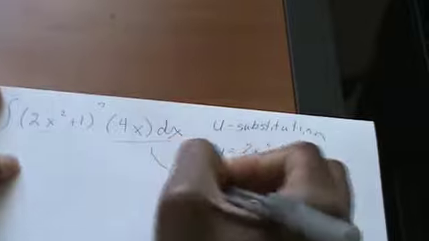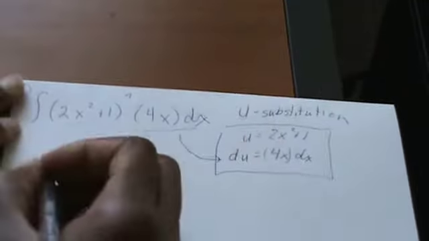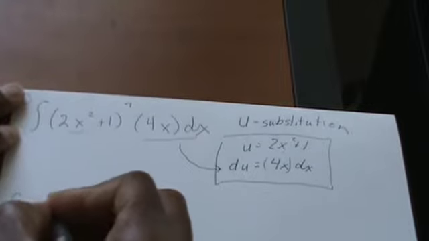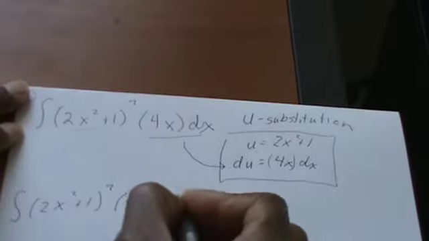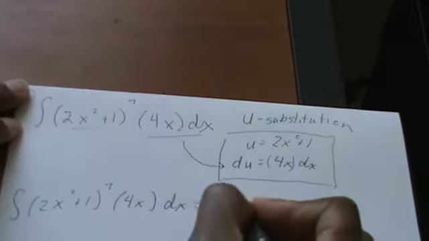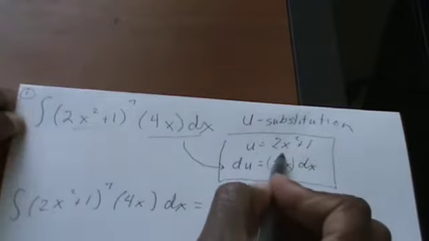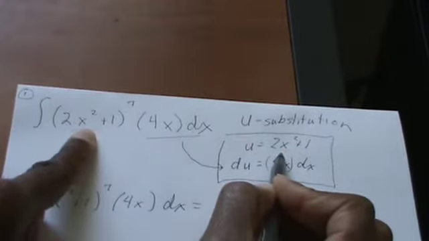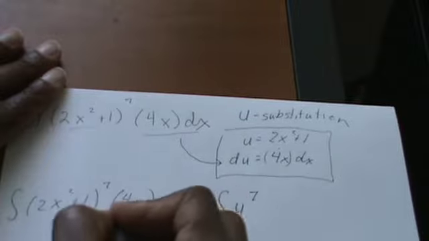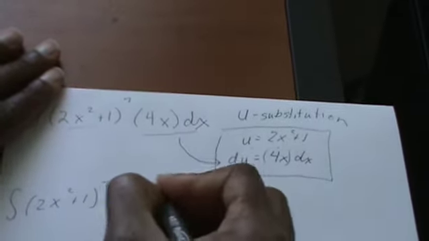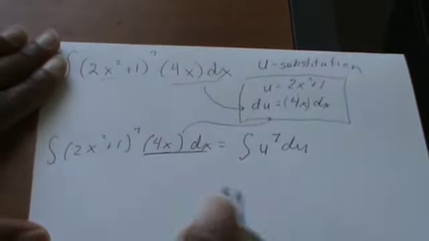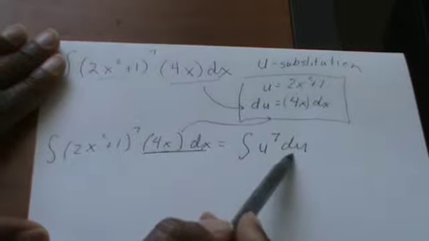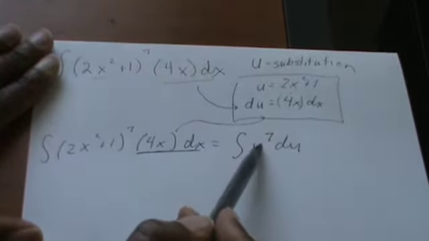All right, so what that does is it allows me to rewrite the integral of 2x squared plus 1 to the 7th power times 4x dx as the integral of u to the 7th. Notice there's my u. And this piece, all of this, represents my du. All right, so now this is something that I could do. If this said x to the 7th dx, I should be able to take the antiderivative. So if it says u to the 7th du, we should be able to take the antiderivative as well.